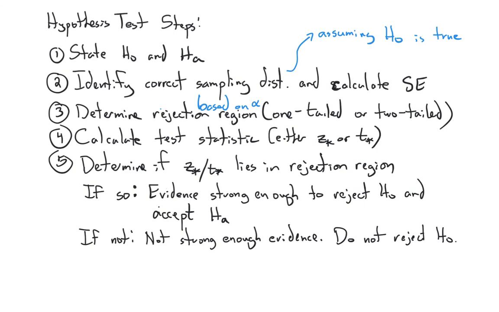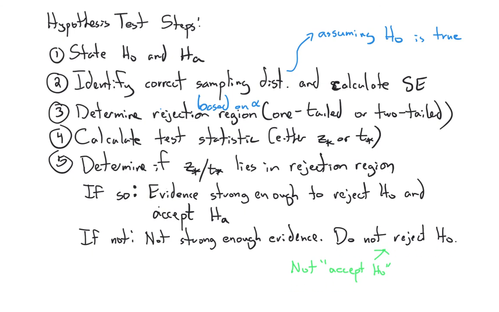If our test statistic didn't lie in our rejection region, then our evidence isn't strong enough, so we do not reject the null hypothesis. Note that I didn't write that we accept the null hypothesis, because remember, we already assume that the null hypothesis is true. So if we're assuming that the null hypothesis is already innocent, if you will, that the null hypothesis is what it says, there's nothing to reject. So we just don't accept it.